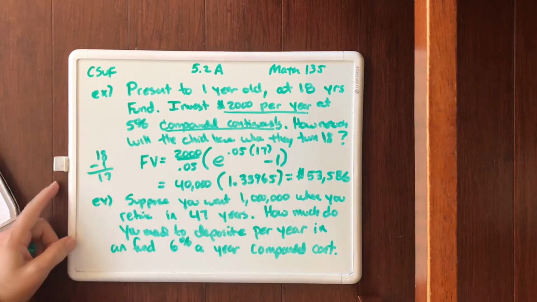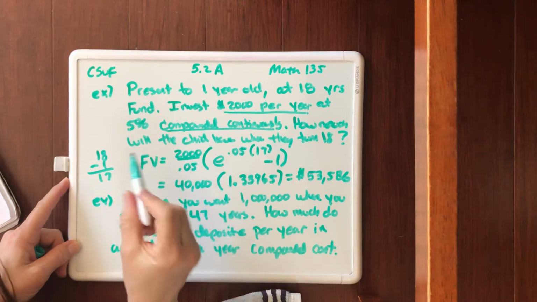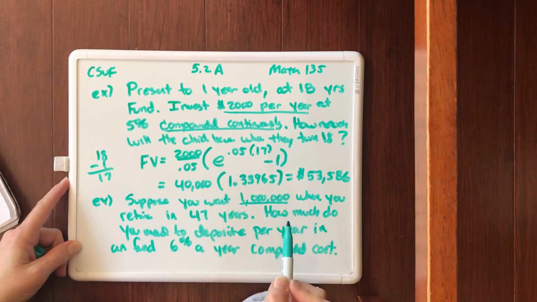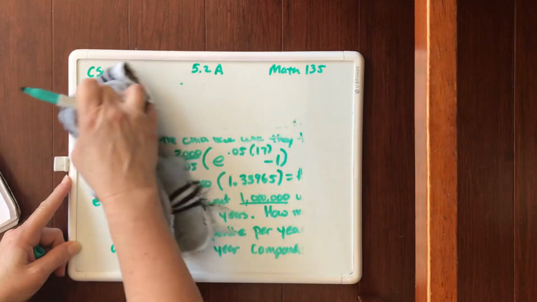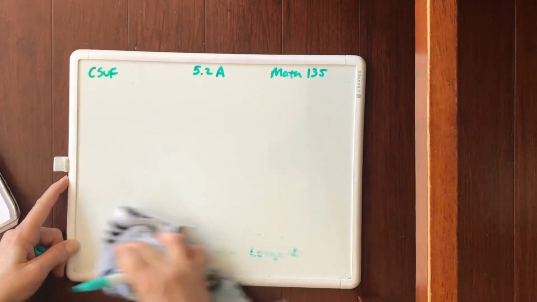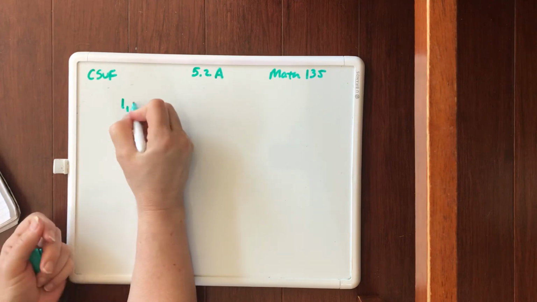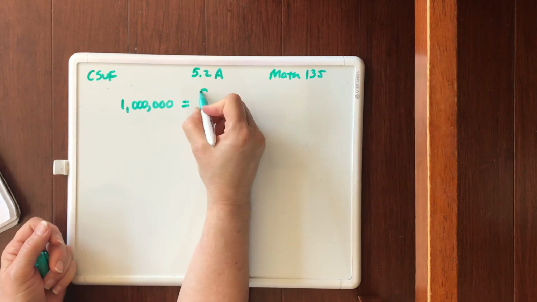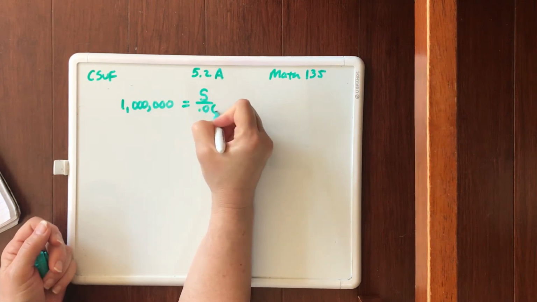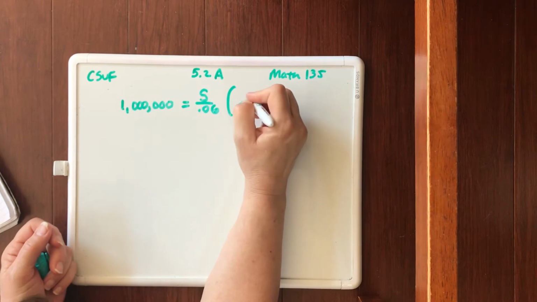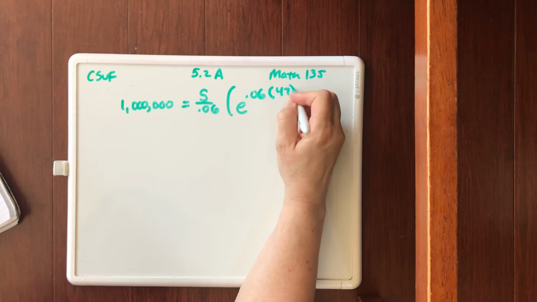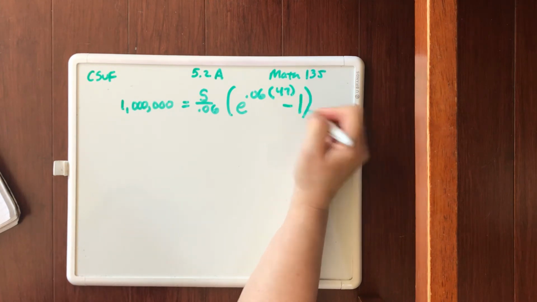This is a bit different from the other one because there we knew the deposit and we found out the future. In this one, they're giving us the future and we're looking for S, the amount we're going to deposit. So let's write that up. We know we want $1 million, and who doesn't, right? We're looking for S. We know the rate is 0.06. e to the 0.06. And that's in 47 years. And don't forget that minus 1.